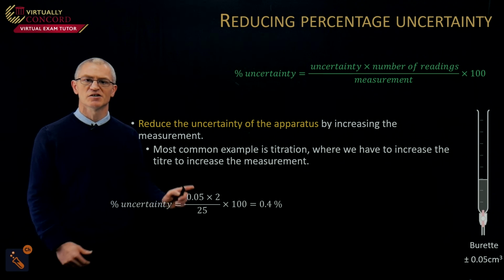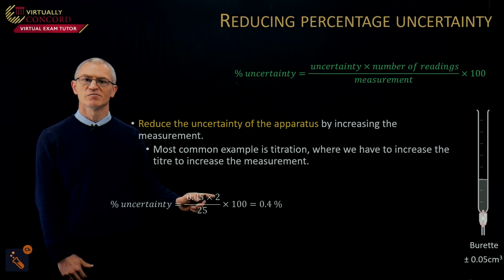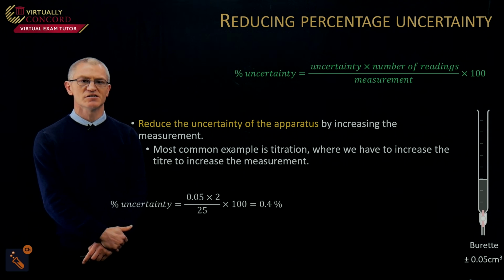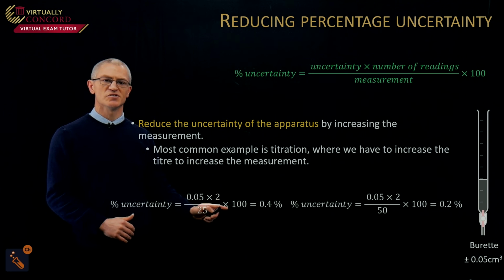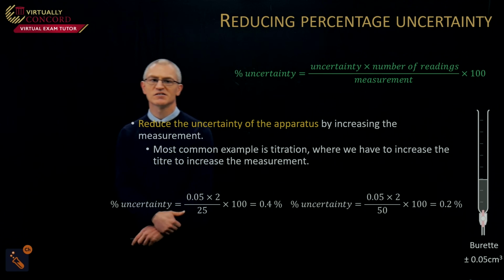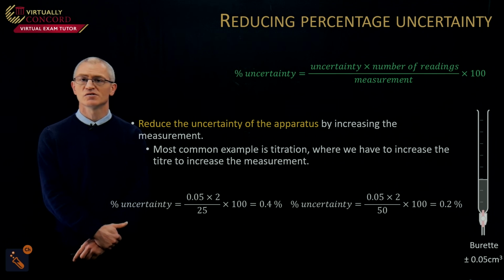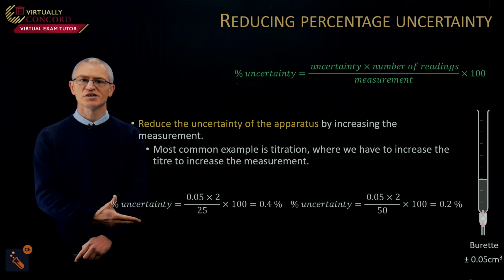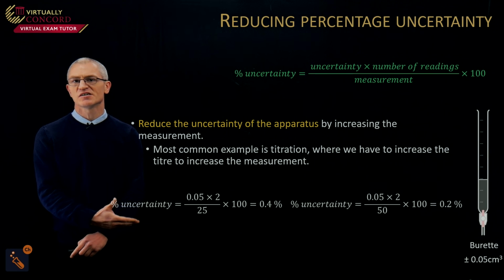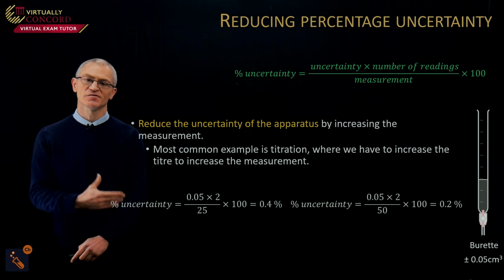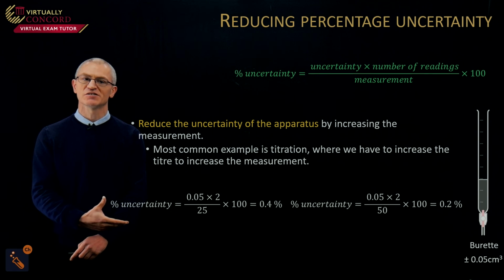If we take an example of the titer being 25, remember the 2 readings, so we have a 2 there, we get a 0.4% percentage uncertainty. But if we double the size, so we have 50, double the volume of the titer, notice our percentage uncertainty goes down to 0.2. So if we change the volume of the titer, we can change the uncertainty. The important thing is not just that we change that, but how do we do that? It's really important. If you want your extra marks in your questions, make sure you describe how.